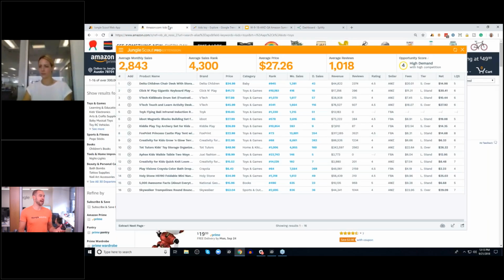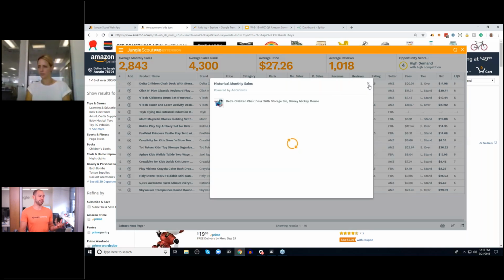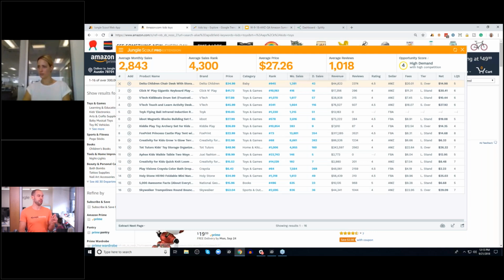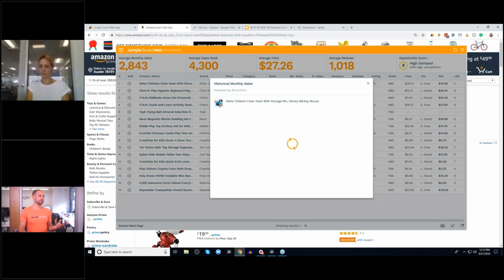Now, if you have the Jungle Scout extension, and some of you probably do, there's a way to determine this based off of Amazon data instead of Google data. What I just did is I clicked on the monthly sales number underneath the monthly sales column. When you click on that, it's going to query the Jungle Scout database and pull back all of the sales information for as long as we have it.